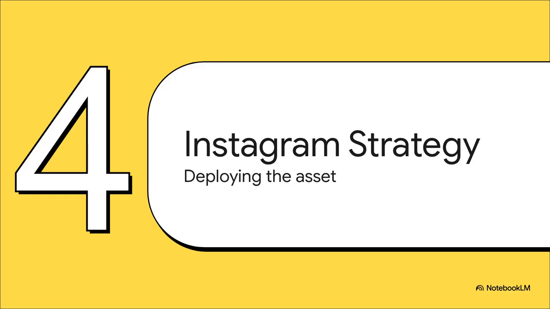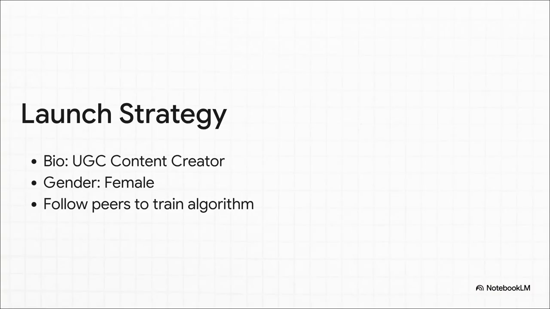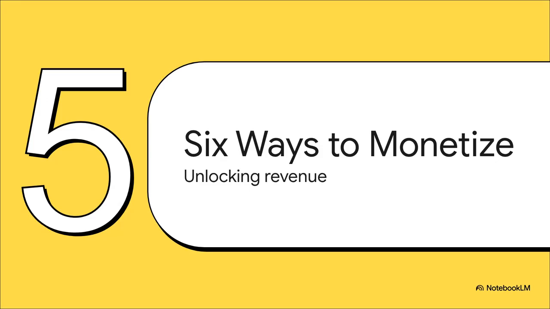Section 4. Launching your Instagram strategy. With our video rendered, it's time to deploy it into the wild. For your launch strategy, your bio should read UGC content creator and AI influencer. Set your gender properly, but the real pro tip here, immediately start following existing AI influencers in your niche. By doing this, you're actively training the Instagram algorithm from minute 1, showing it exactly who to push your content to.